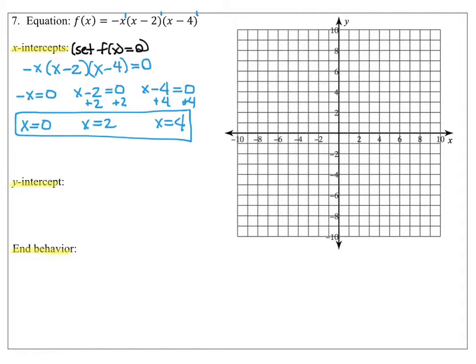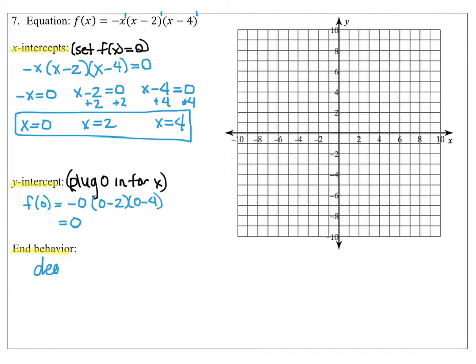To find the y-intercept, what you want to do is plug 0 in for x. So I'm really looking to see what is f of 0 equal to. Or replace all the x's with a 0. -0 times 0 minus 2 times 0 minus 4 is simply equal to 0. To find the end behavior, we need to know what is the degree, what is the leading coefficient.